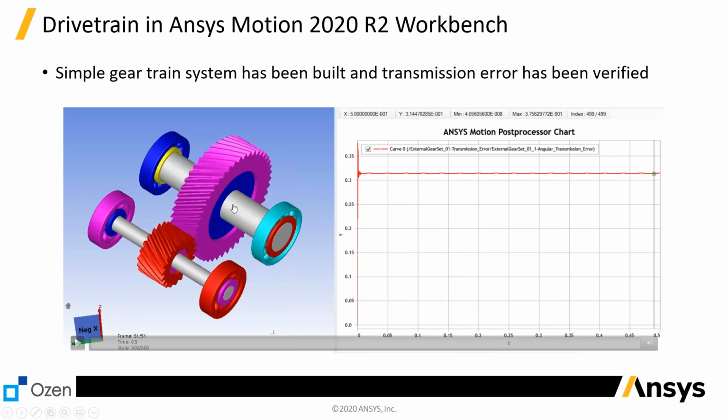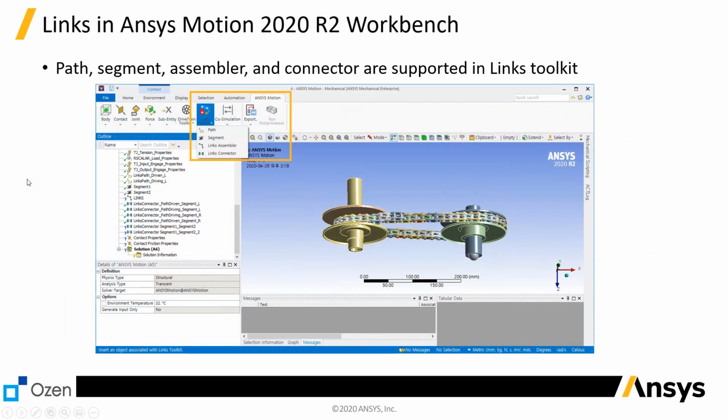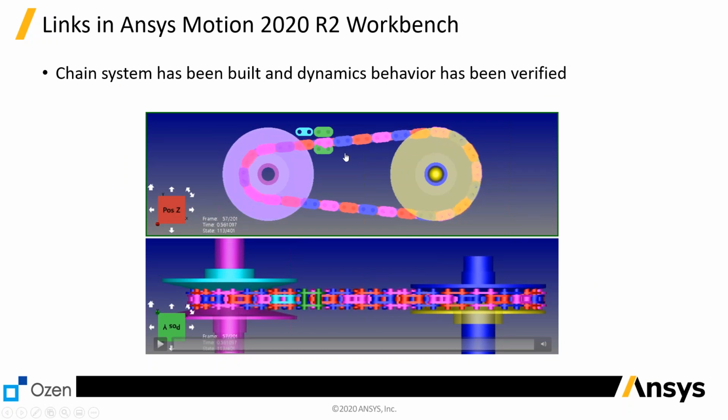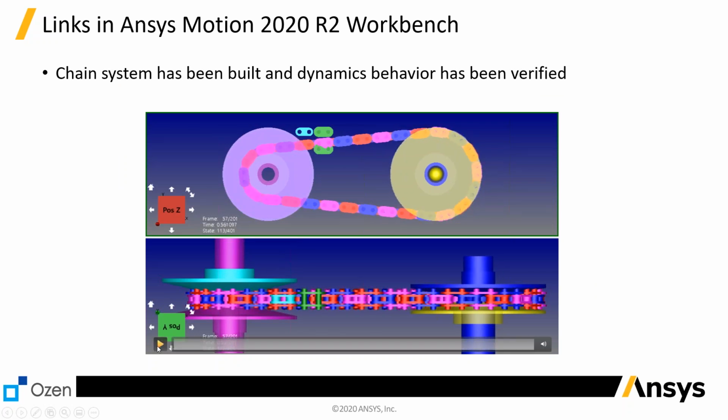Like this model here, for example, we can see we have different components. Another improvement is the links, where we can define a path or a segment or link simpler or link connector. Like here, we have this chain connection. Let's see an example of that. You can see all of that is modeled with high accuracy using the new toolkit inside ANSYS Motion.